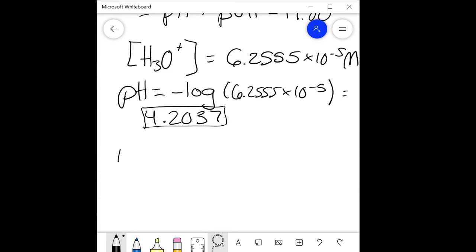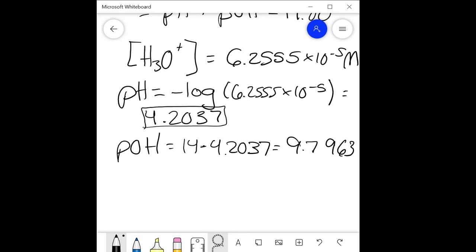So now we want to find the pOH. That's just going to equal 14 minus what we just found, to give us 9.7963, because pH plus pOH equals 14. So we now have pOH.